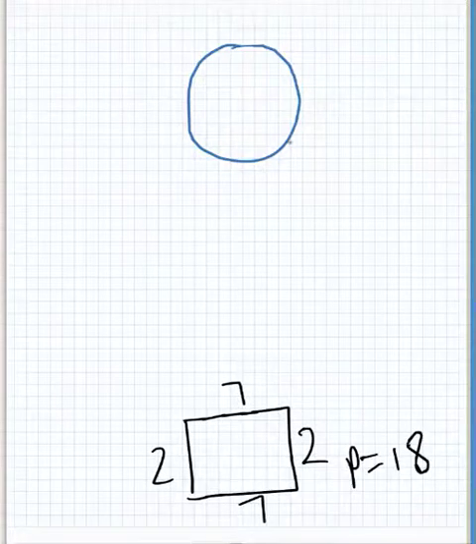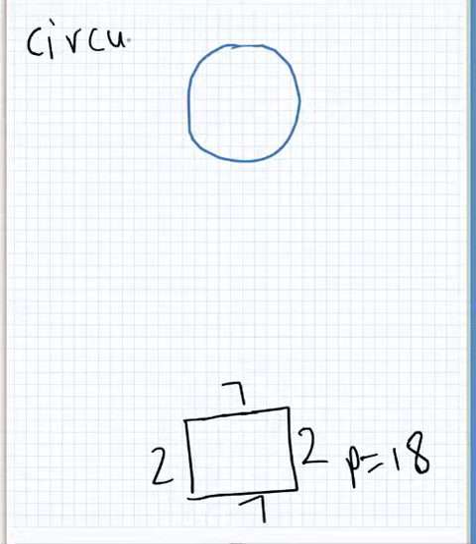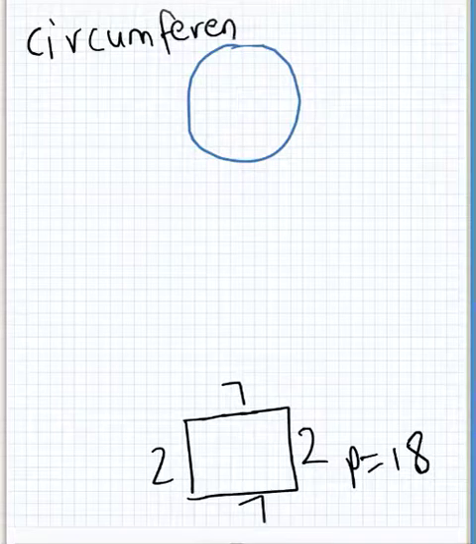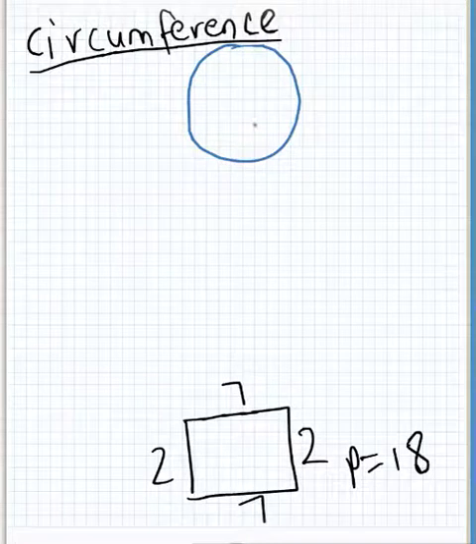Now for a circle, you can see it's not that easy because it's all curved. And there is a way mathematicians have come up with to calculate the perimeter of a circle. But the first thing is it's called the circumference. So we spell it like this. So from now on, when I say the circumference of a circle, I really mean the perimeter of a circle. And this only applies to a circle.